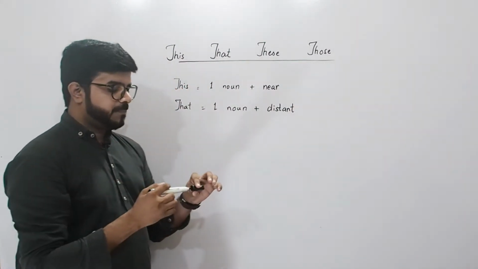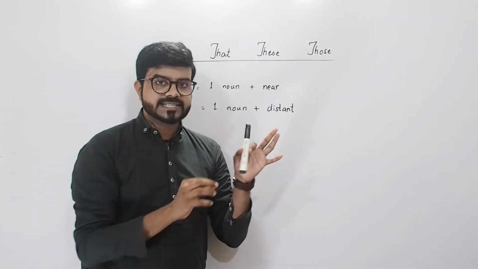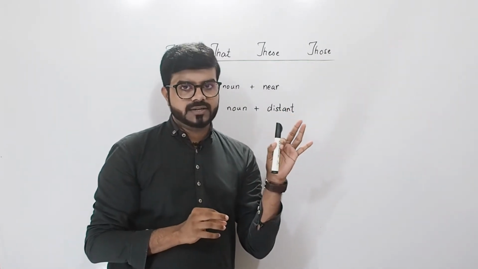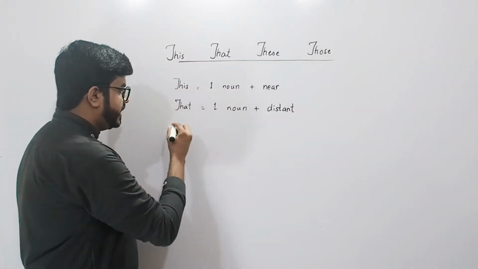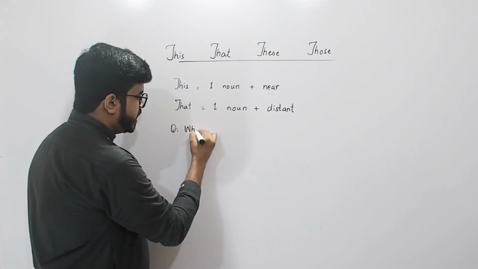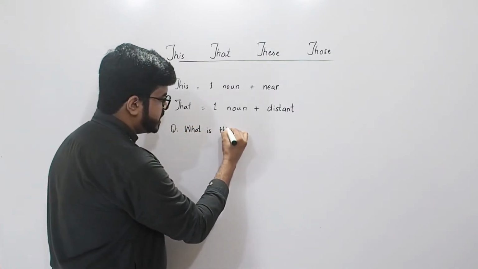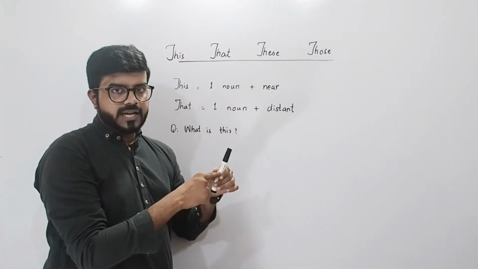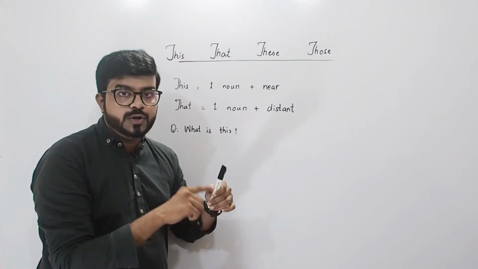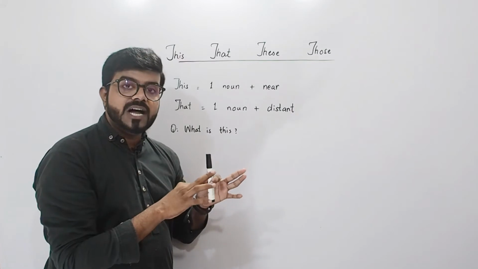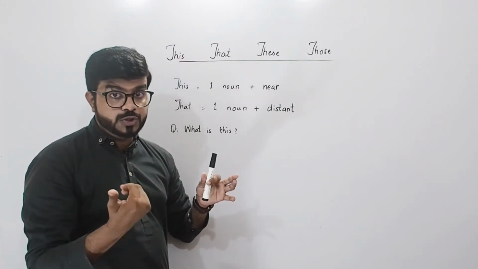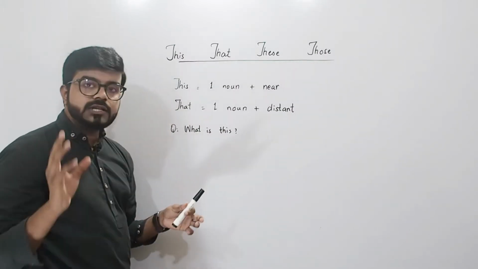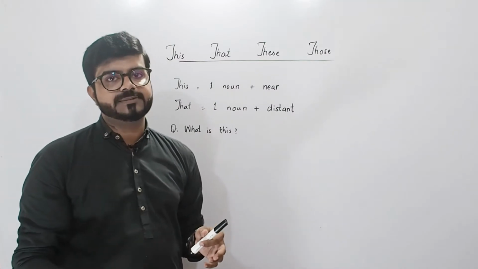Alright, for example, this is a marker, right? This is one and this is near, so I'm going to use this for this marker. Let me write a question: what is this? If I ask you, what is this? My answer will be, this is a marker, not your answer. Why? Because this specific marker is nearby me specifically, not you, right? So this topic is all about your perspective. You will answer the question as per your personal perspective.